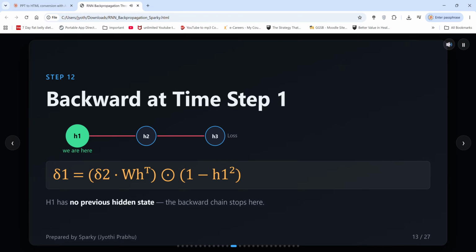Finally, the gradient reaches h1, our very first hidden state. Same process, delta 2 multiplied by Wh transpose, then the tanh derivative, gives us delta 1. Since h1 has no previous hidden state, the chain stops here.